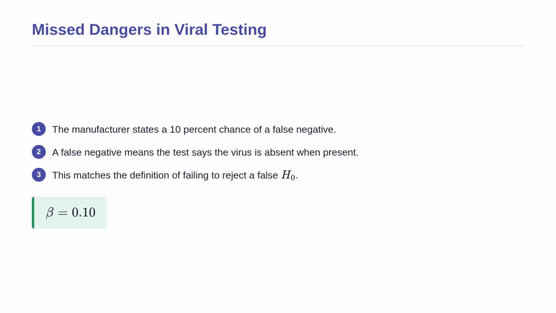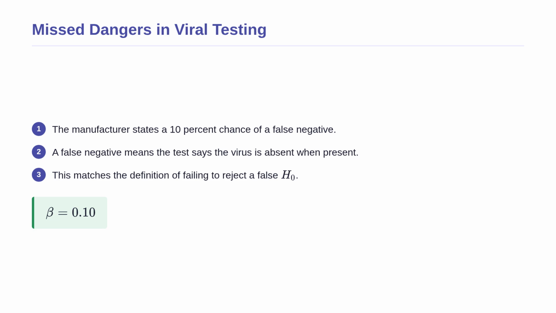Now that we have defined beta, let us return to our rapid viral test example to find its value. We are given that the test has a 10% chance of giving a false negative. We need to map this real-world term to our statistical definitions. A false negative means the test says the virus is absent when it is actually present in the patient's body. This perfectly matches the definition of failing to reject a false null hypothesis. Therefore, our beta is 0.10.